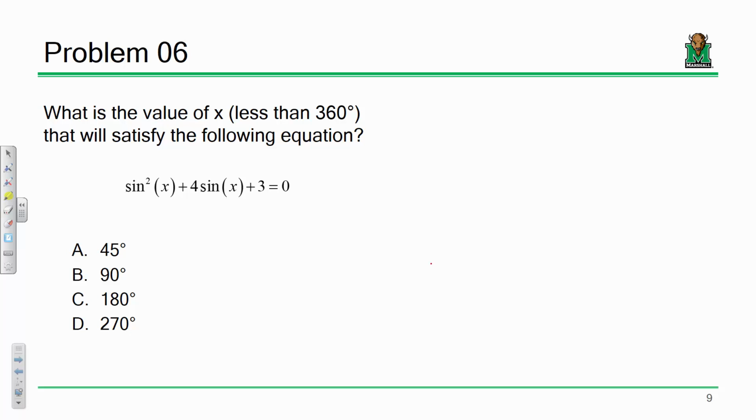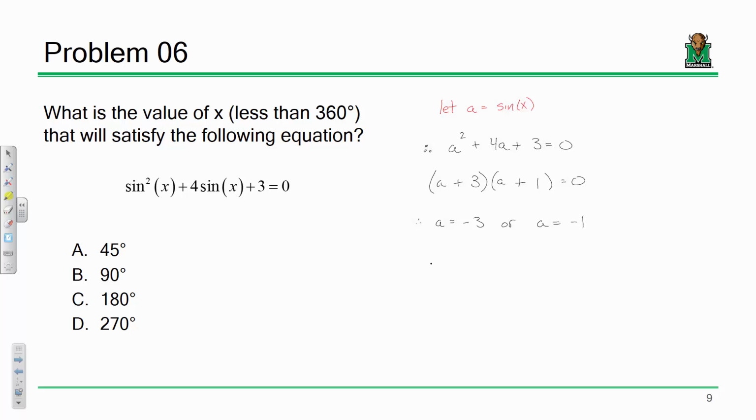So why don't I just let a equal the sine of x? Therefore, that's a squared plus 4a plus 3 equals 0. Now, what can I do with that? Can I factor it? We have an a. Then we look at the 3 and ask ourselves, how many different ways can 3 break down? 3 is a prime number, so it can only break down into 3 and 1. And 3 is positive, so they both have to be positive or both negative. They're both positive, and that works out because 3 plus 1 is 4. So a either equals minus 3 or a equals minus 1.